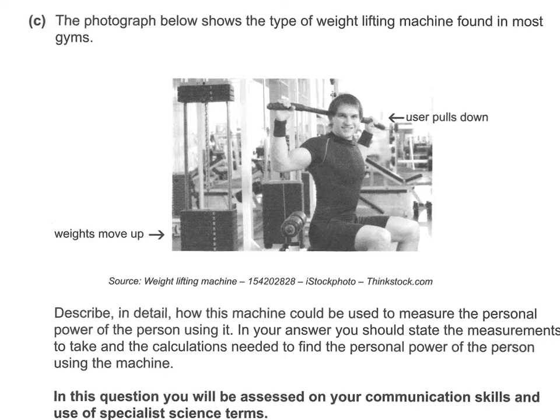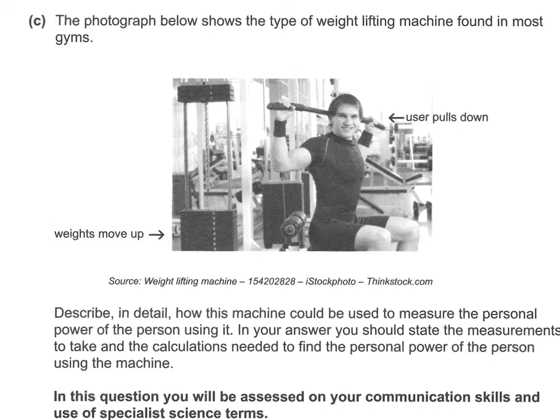Part C, the photograph shows the type of weightlifting machine found in most gyms, and it explains that the user pulls down and at the same time then the weights move up. Describe in detail how this machine could be used to measure the personal power of a person using it. In your answer, you should state the measurements to take and the calculations needed to find the personal power of the person using the machine.